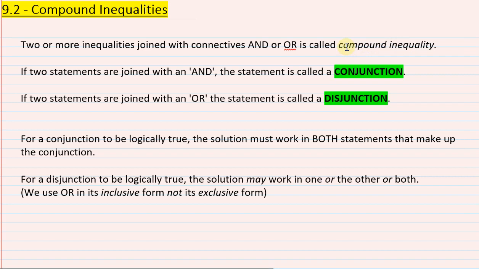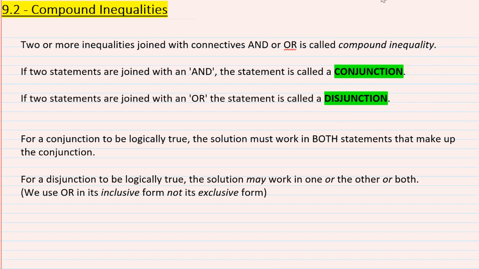Just like compound statements that are made up of two or more statements that are joined with or and in regular English classes. Now, if the two statements that are joined together are joined with the connective and, the statement is called a conjunction. And if those two statements are joined with the connective or, we call that statement a disjunction. So remember, for a conjunction the connective is an and, for a disjunction the connective is going to be an or.